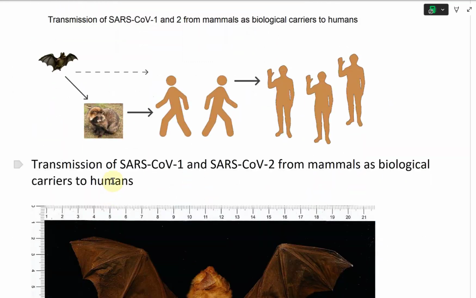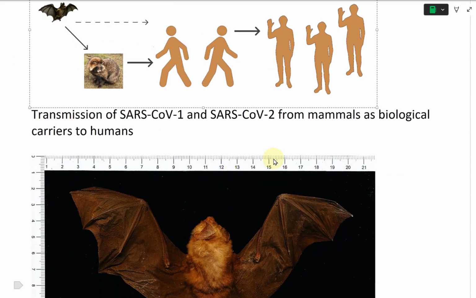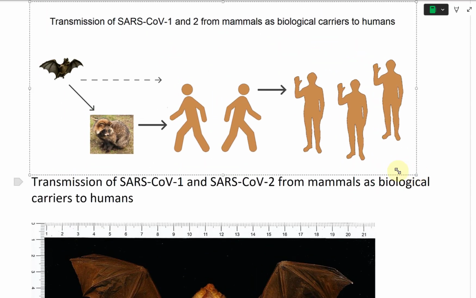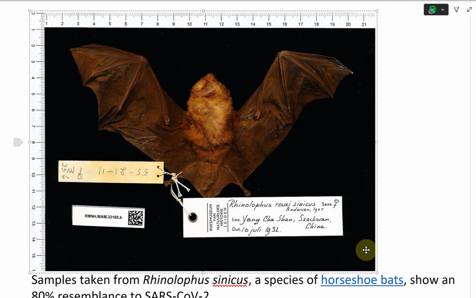Going further, now here's transmission of SARS-CoV-1 and 2. 2 is the new one. CoV-1 was in the early 2000s, I believe. So from mammals as biological carriers to humans. So there is bat to raccoon, or bat to human, and then human to others. Yes, this is like Sesame Street. Transmission of SARS-CoV-1 and SARS-CoV-2 from mammals to biological carriers to humans. All right, so there is a bat.